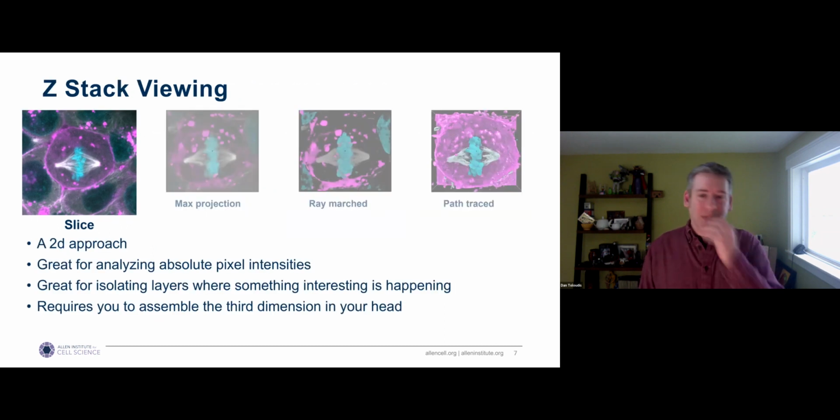Okay, so the simplest approach, Z-stack viewing. This is a 2D approach. This is simply, we're going to look at one slice from our volume data at a time. So this is great when you want to look at absolute pixel intensities because you know that you're just seeing the exact pixels that are on that slice. This is great for isolating layers where something interesting is happening. It does require you to assemble the 3rd dimension in your head.